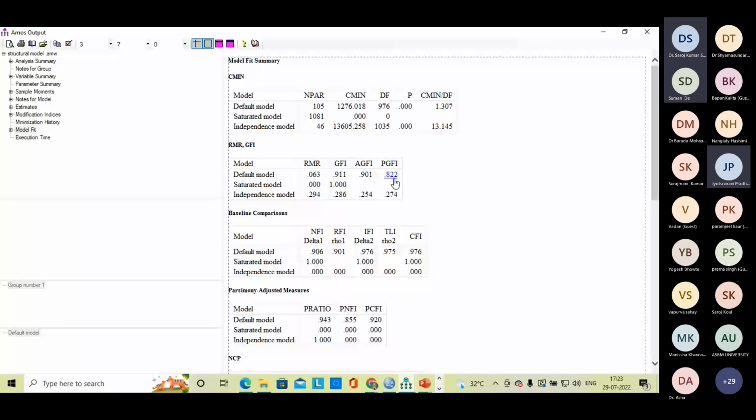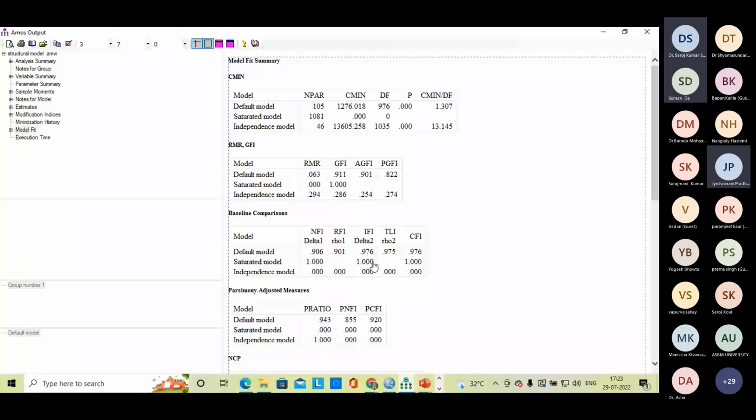I repeat, the standard value for GFI and AGFI is above 0.9, and above 0.95 is very good, but the PGFI value is above 0.75. Here it is more than 0.75 because it is 0.822. So again, another fit index is saying that the model is a good fit. I have knowingly left out the RMR. Later on, I will explain the RMR. Do not worry.